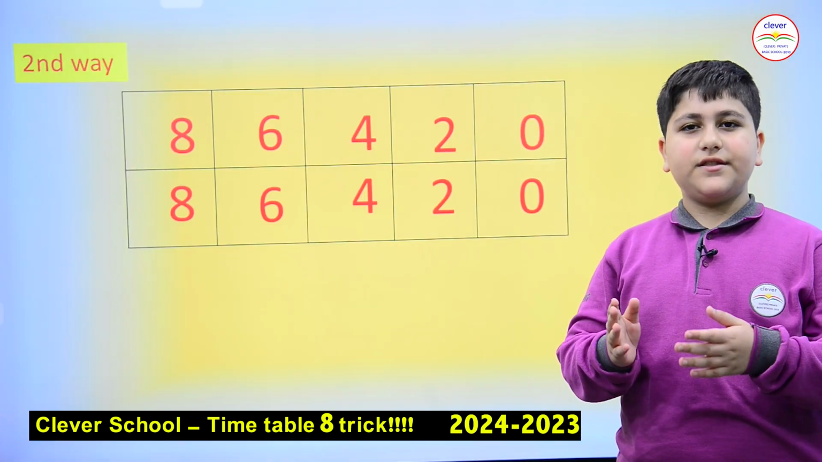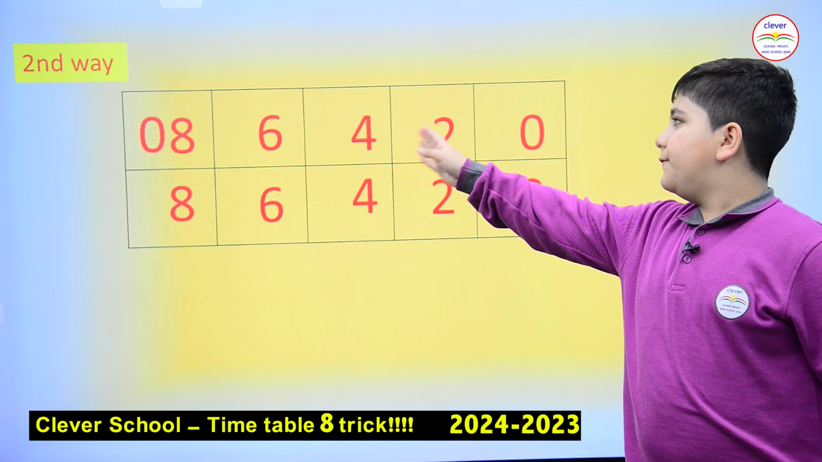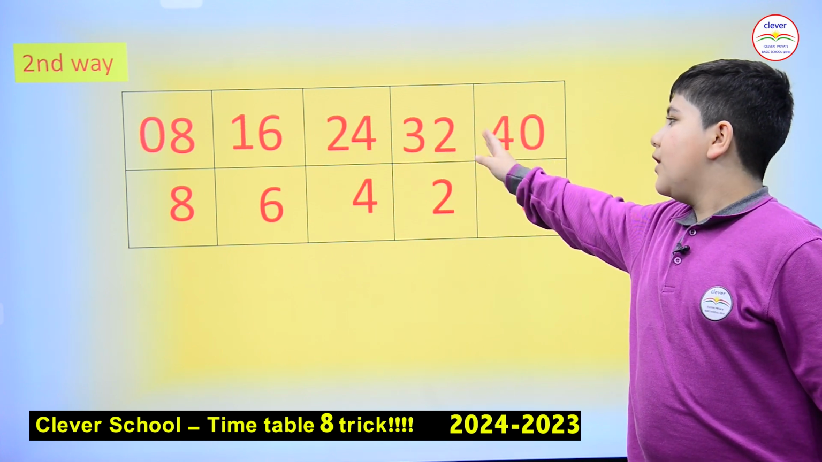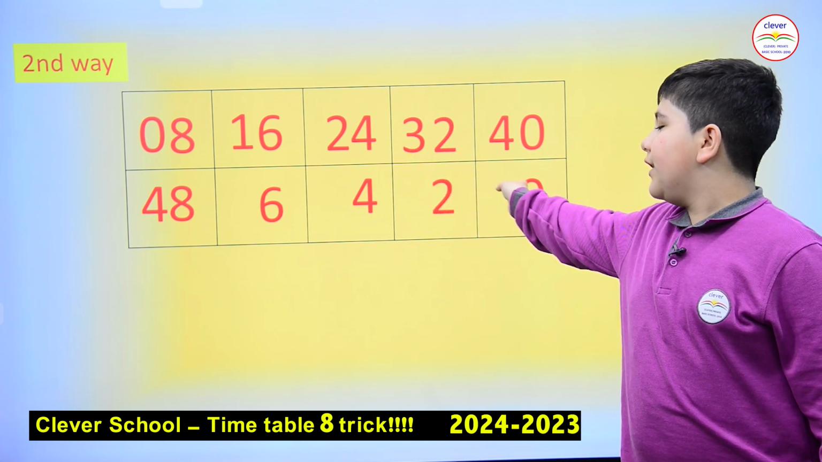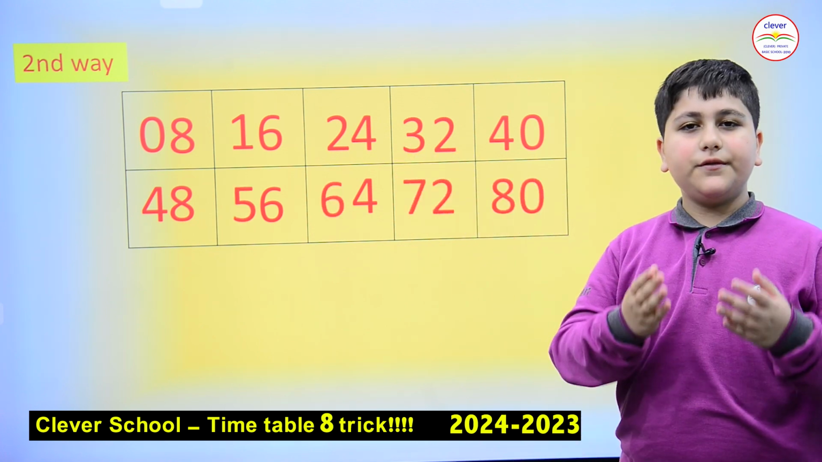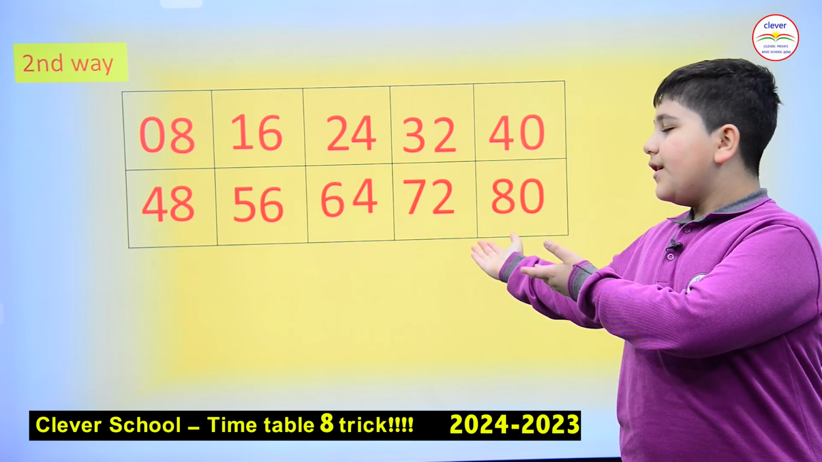Now, for the tens digits, let's write down all the numbers from 0 to 4 in the first row, and in the second row write down all the numbers from 4 to 8. And once you're finished, you will have the 8 times table, as you can see right here.